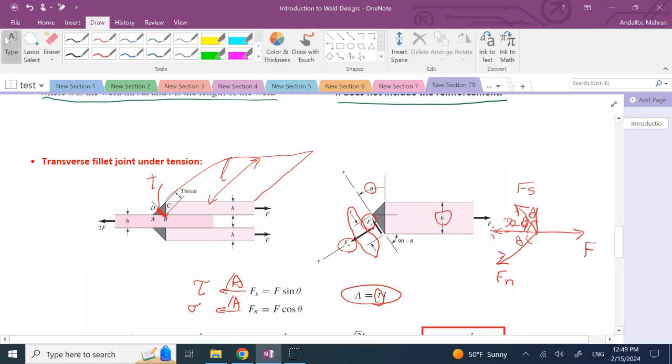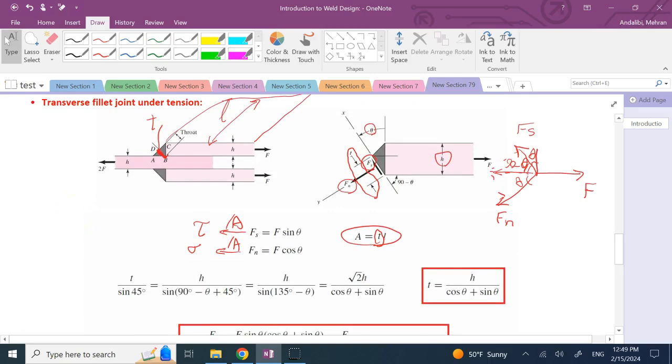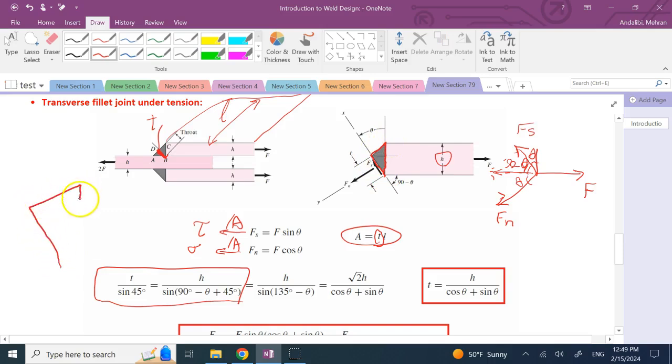For that, we can use trigonometry, and here the law of sine is used. As you can see, it says T over sine 45 is H over sine of 90 minus theta plus 45. Where does that come from? For that, we need to focus on this triangle. So I redraw it for you over here with a bigger scale. Like this. And let's see what angles we have.